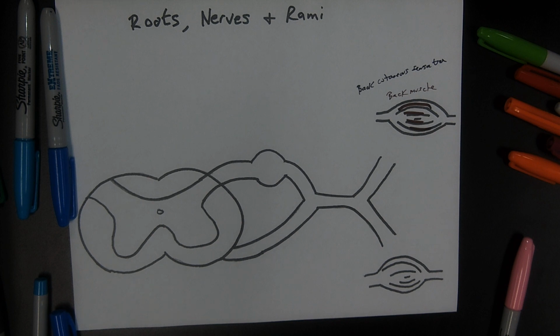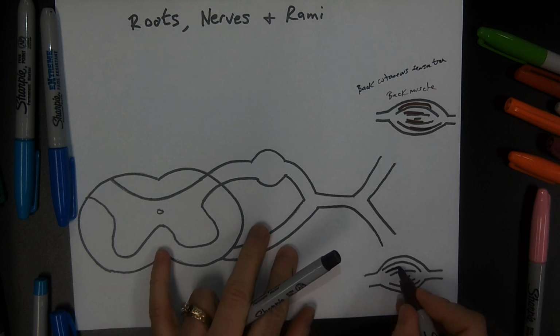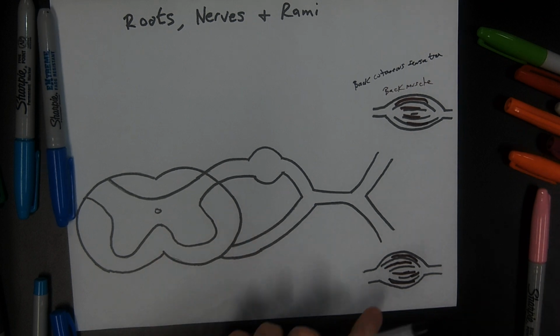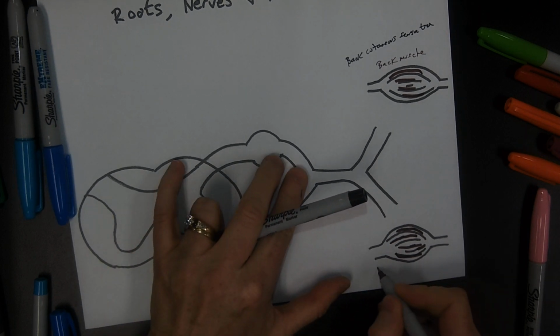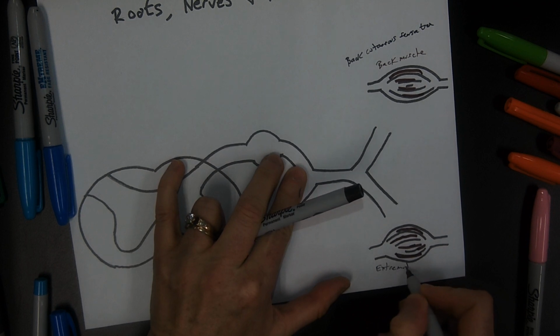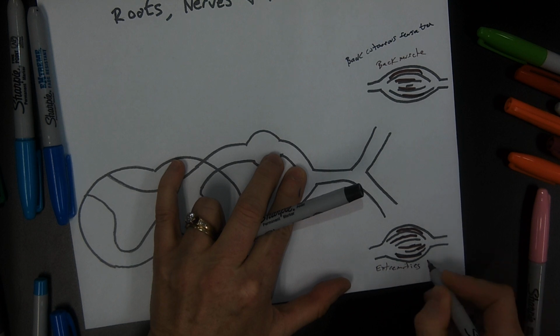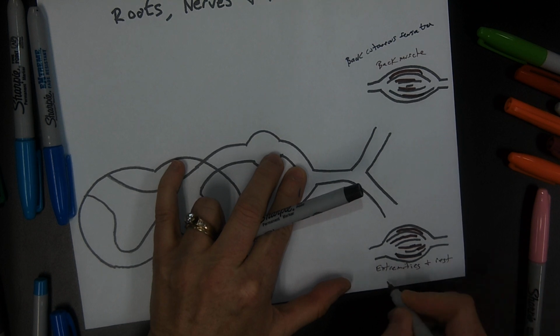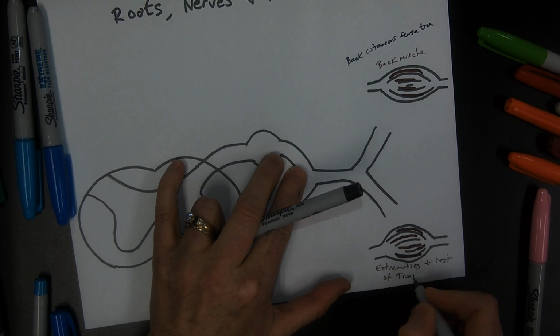Go ahead and label things. Sorry, question? What does that say? Back, cutaneous sensation, coming from your back. Okay, so that's one part to label. And then this is also extremity and rest of trunk musculature. So for the bottom one, extremity, both upper and lower extremities, and rest of trunk musculature.